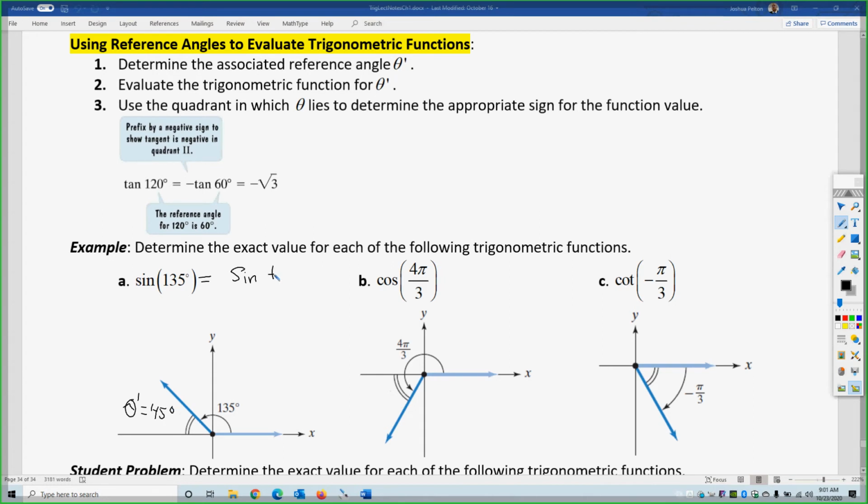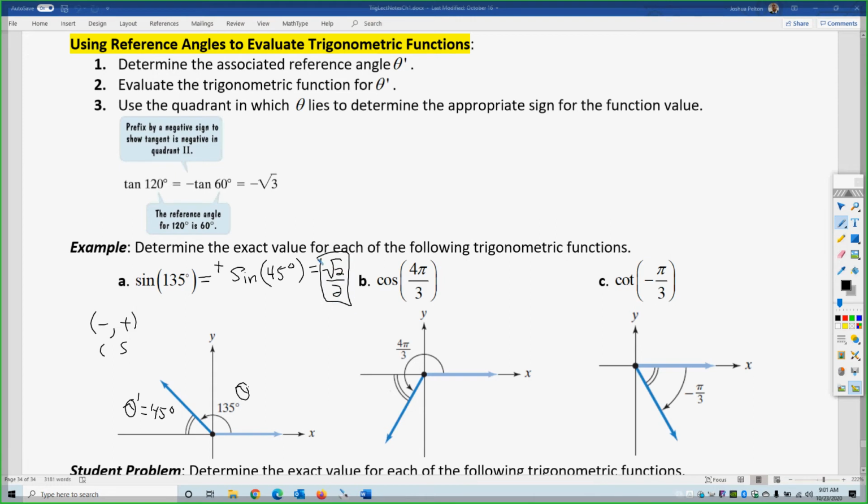So that's the same as 45 degrees. Then you have to ask yourself the question, I'm in the second quadrant from the original angle, which is the negative positive quadrant. Well, sine is positive in that quadrant, so therefore this answer is also positive. And the 45 degree value of sine is root 2 over 2.